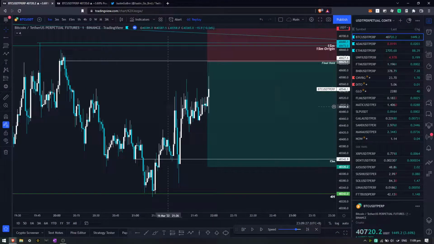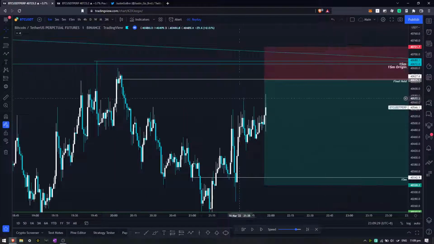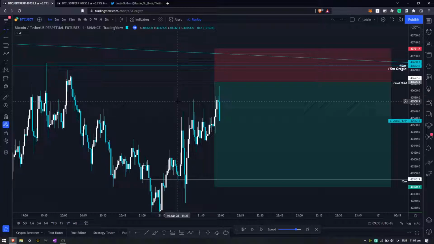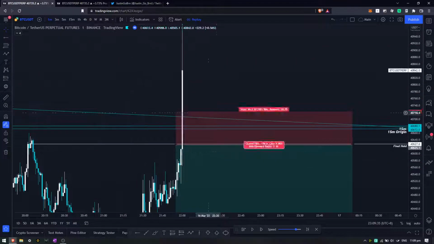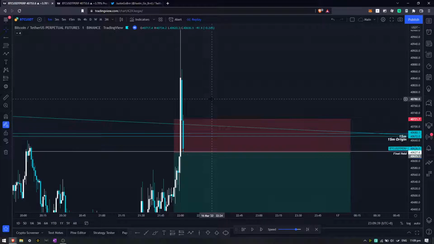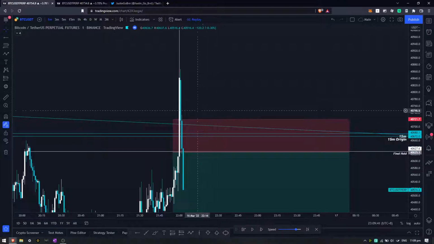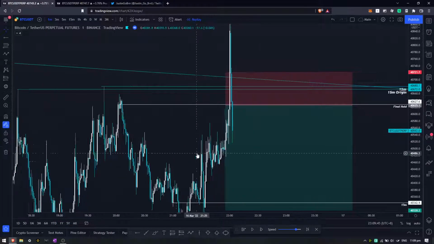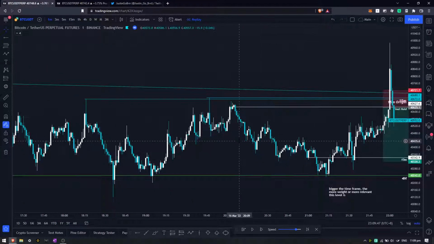So let's see what happened here. Let's remove this. Okay, first of all, it did hit my entry and it just immediately spiked and I immediately lost 25 cents. As you can see, we should really just focus on the concept of higher time frame equals bigger weight.